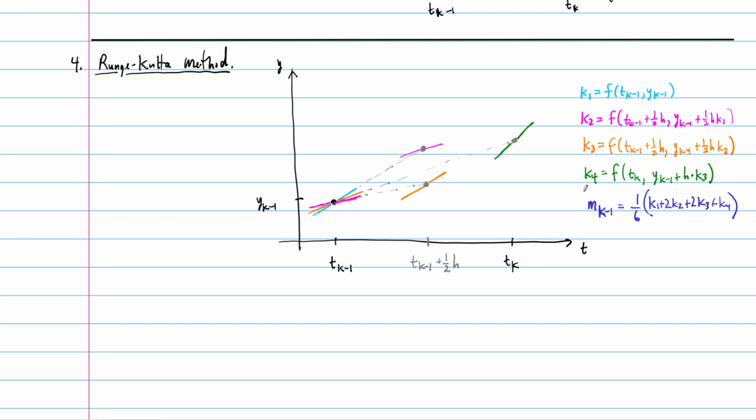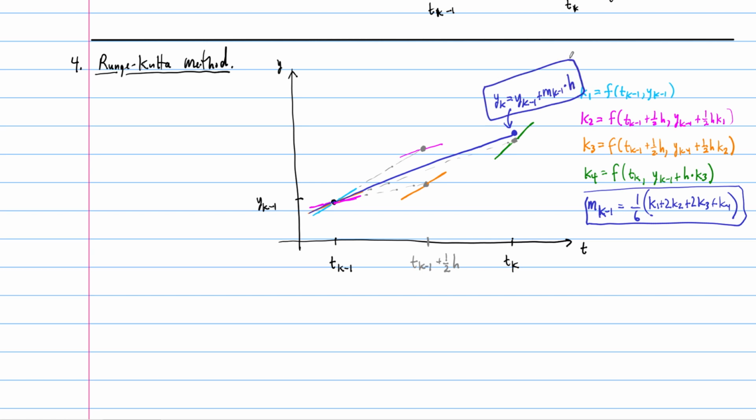And this is the new slope that we use to update. And so this slope, whatever it is, let's say it's somewhere in between, right? I don't know, maybe like that. So close to that one, but it's just by chance, right? But this slope right here, this is used to find the true new updated point. So y_k is equal to y_{k-1} plus this value, m_{k-1}, times the full step h. All right, and that's called the Runge-Kutta method.